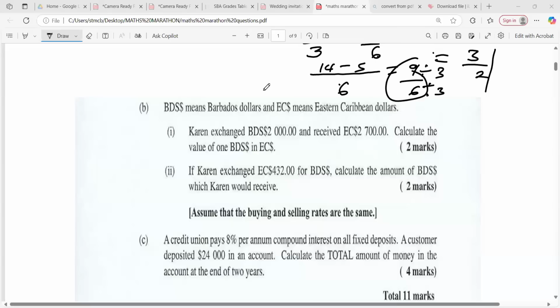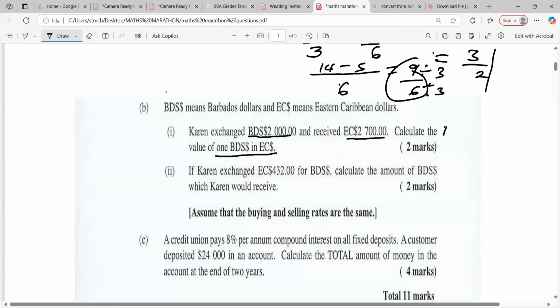All right, so it said BD dollars mean Barbados dollars and EC mean Eastern Caribbean dollars. Currently exchange Barbados $2,000 and receive Eastern Caribbean $2,700. Calculate the value of one Barbados dollar in Eastern Caribbean. So we just set it up literally how they give it. They give it pretty straightforward, right?